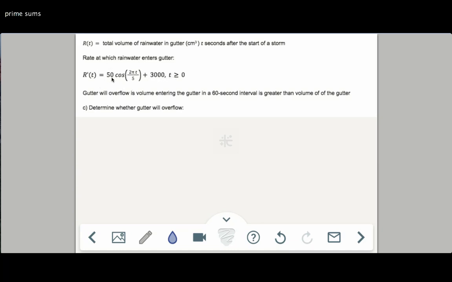So this is the derivative of R, and we're told that in any 60-second period, if the volume of the water entering the gutter is greater than the volume of the gutter, it will overflow. In part C, we have to determine whether the gutter will overflow. Well, first off, what is the volume of the gutter?